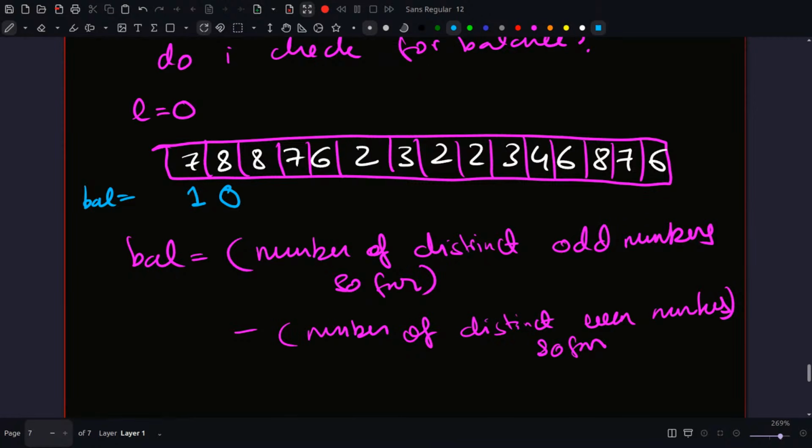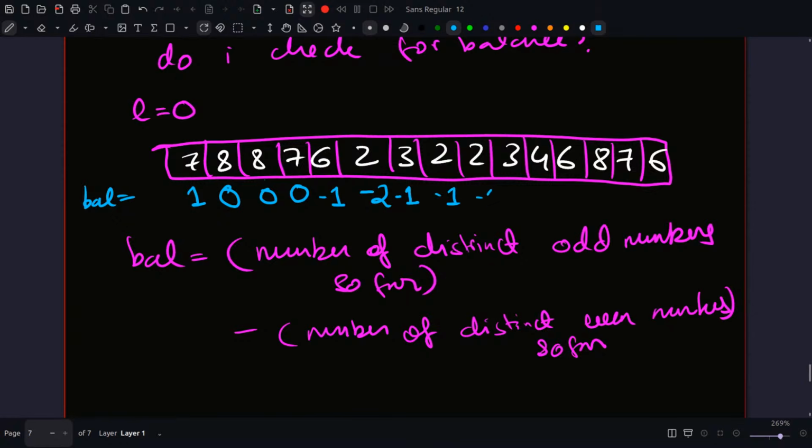And then I see the same even number, so I don't change. I see the same odd number, so I don't change. Now I see a new even number, so I do -1. I see another new even number, so another -1. And I see a new odd number, so +1, and it becomes this. Now I see an old even number, so it's not distinct, so no change over here.